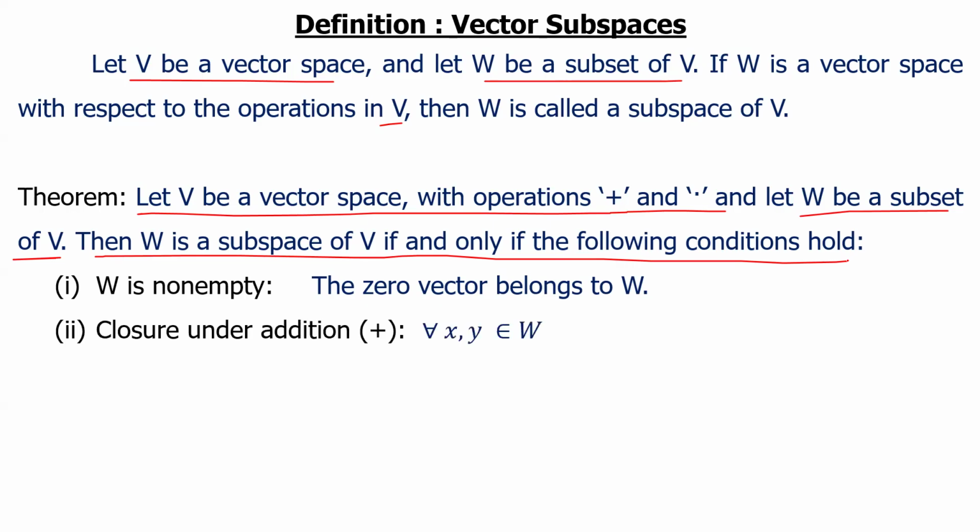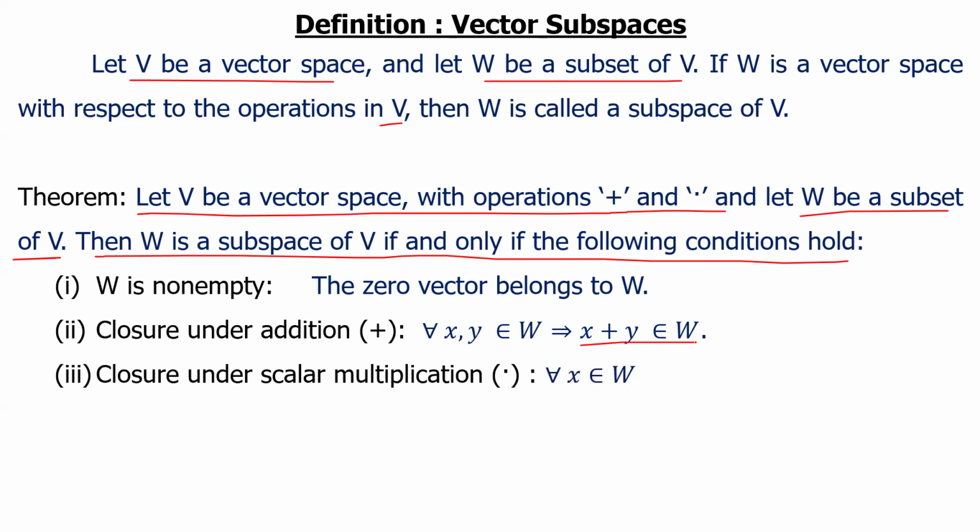Second, closure under addition. It means for all x, y belonging to W, x plus y will be an element of W. And the third property is closure under scalar multiplication. It means for all x belonging to W and a belonging to R, a times x belongs to W. So if these 3 properties are satisfied by any subset W of a vector space, then it is a vector subspace of the vector space.